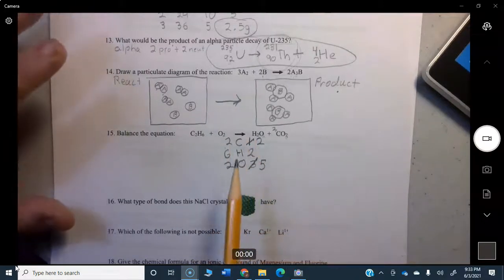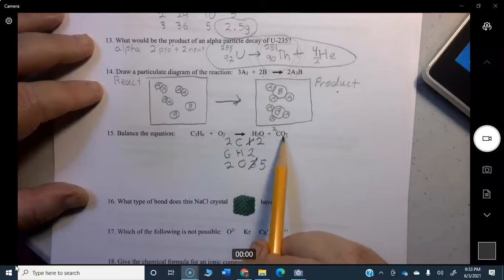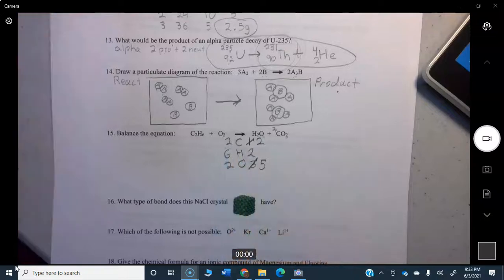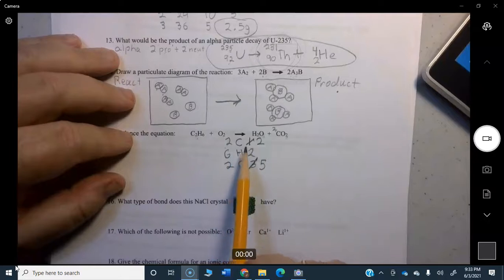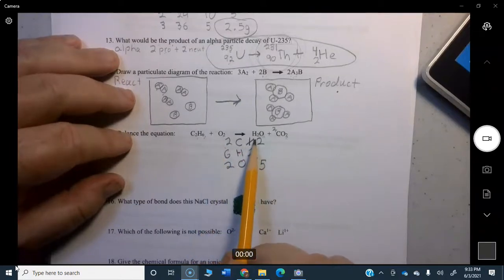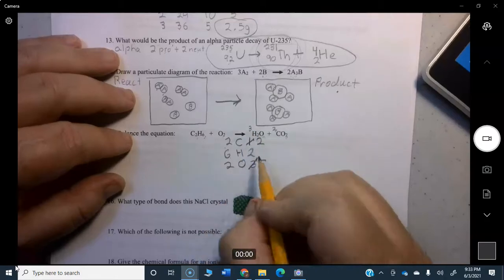By the way, you want to save oxygen for the end. Why? Because it appears in more than one location on the right side, and it's by itself right here. If it's a lone element like that, you don't want to start with it. Okay, so hydrogen's going to be next. We have 6 on this side and 2 on this side. So we're going to put a 3 there. So 3 times 2, we now have 6.